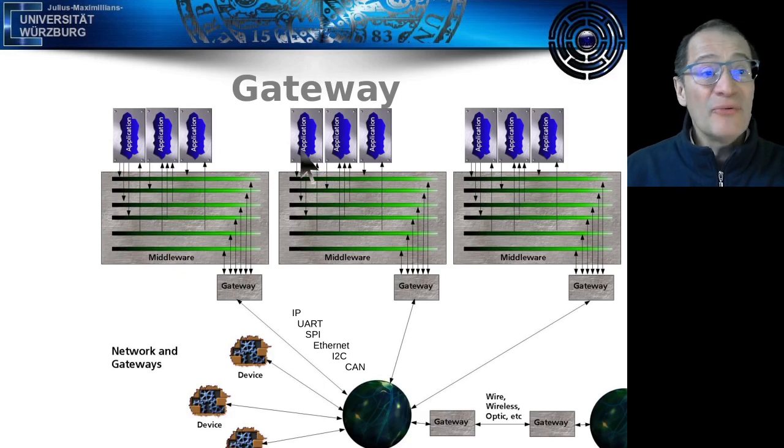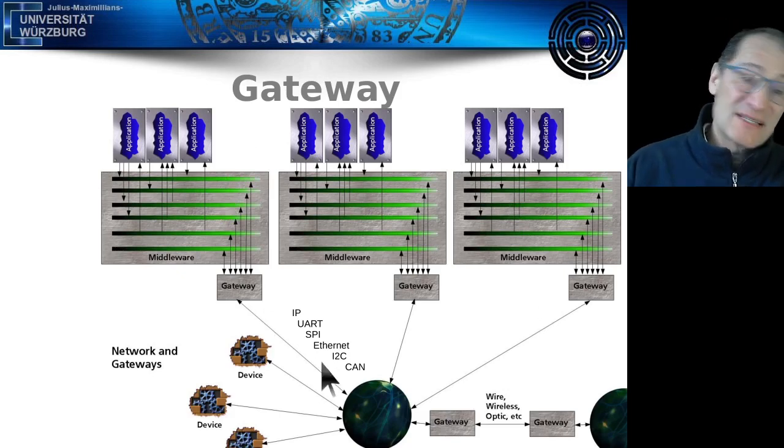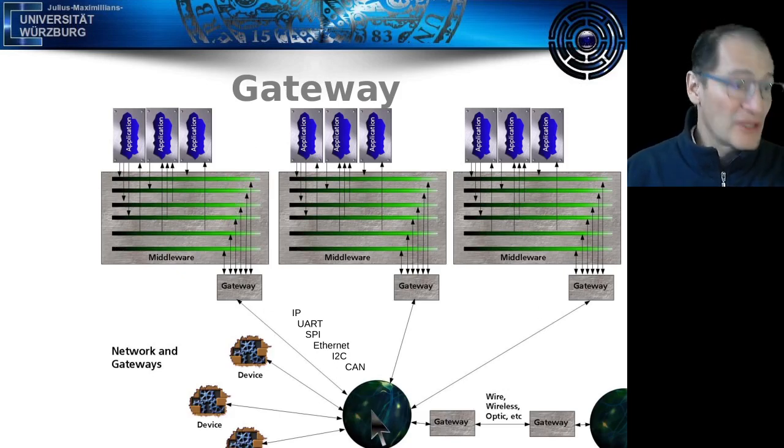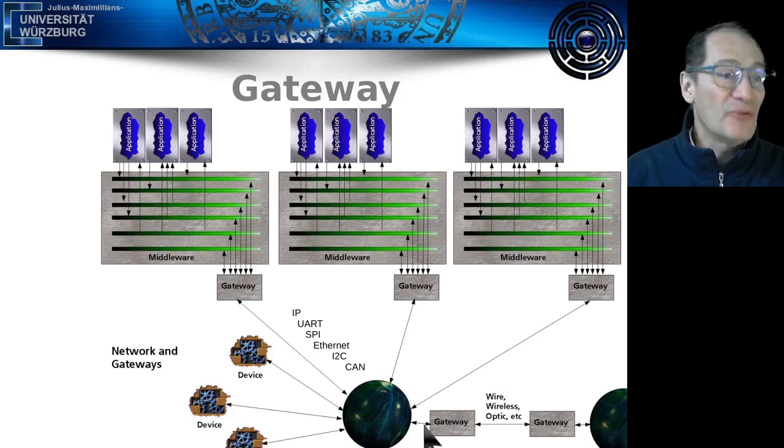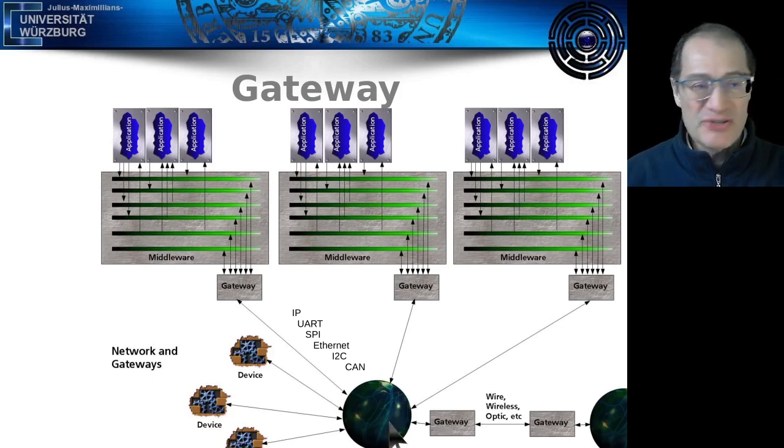Okay, and then we have networks of networks. Maybe we have only one system which looks like this, or we have a bigger system which interconnects more than one switch. Then we have a gateway going from one network to the other network. And this gateway is the interface from switch to switch.